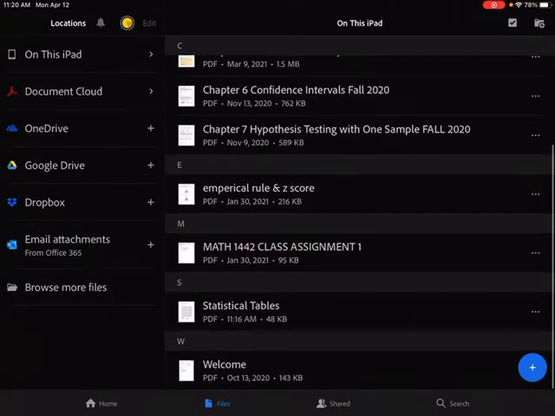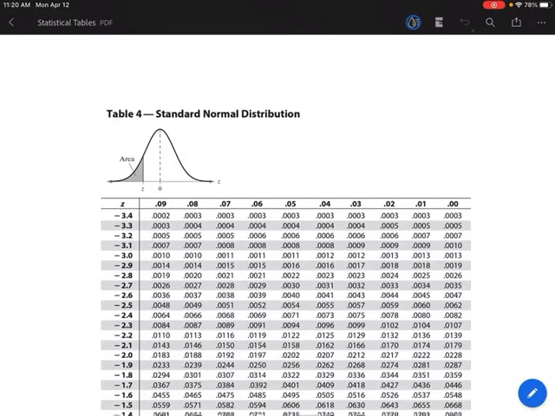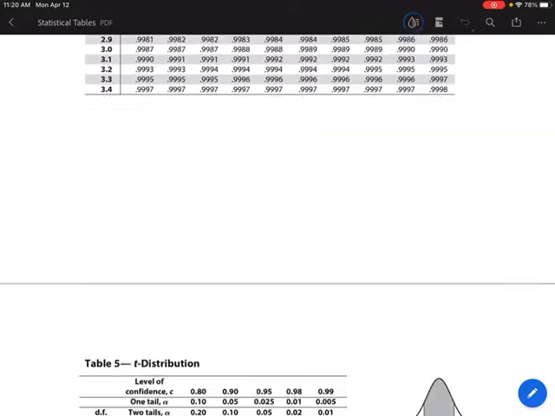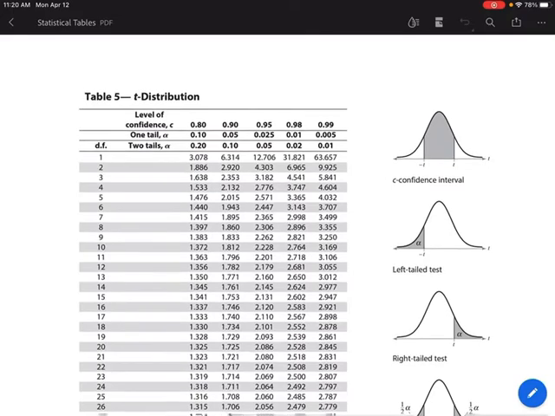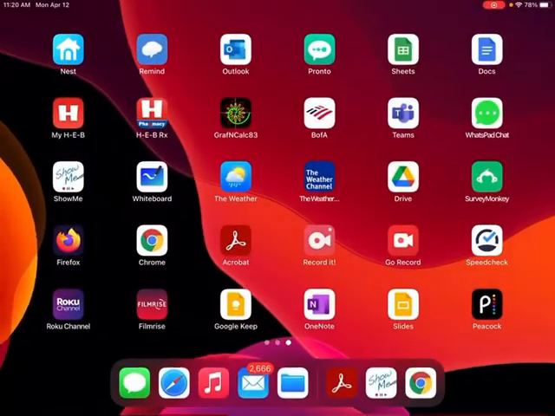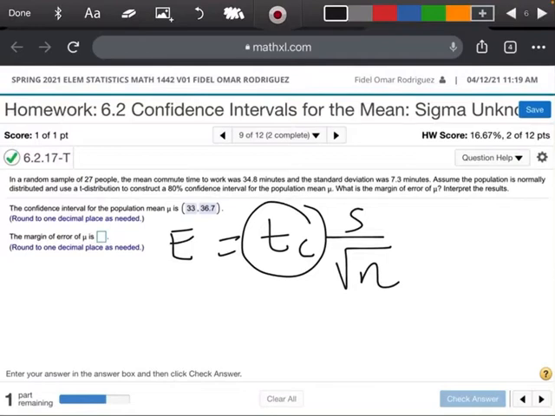Okay, so here we go, my tables. And I'm going to scroll down until I get to my t distribution. Okay, so here's my t distribution. And we're looking at an 80% confidence level. So that is right here in this first column. And then remember, we have something called the degrees of freedom. Because my n was 27, my degrees of freedom is going to be 1 less, which is 26.